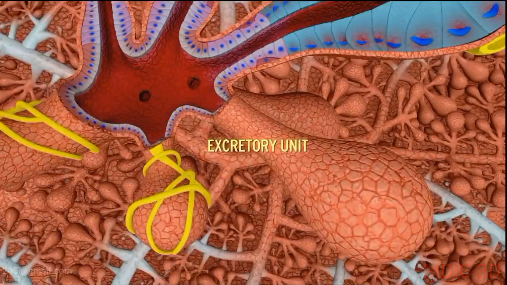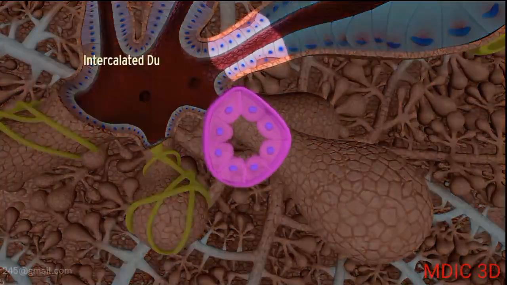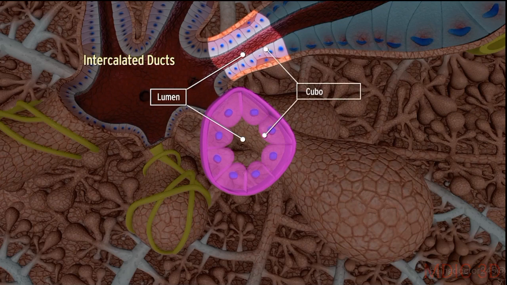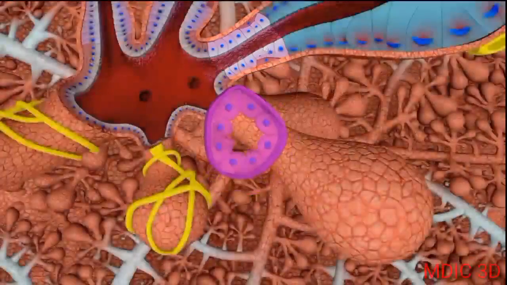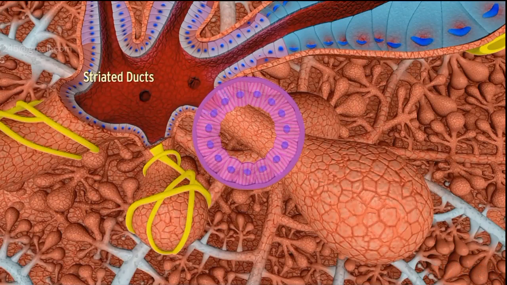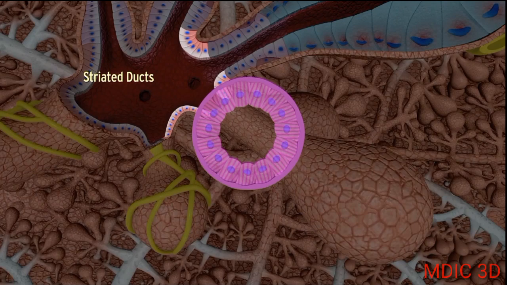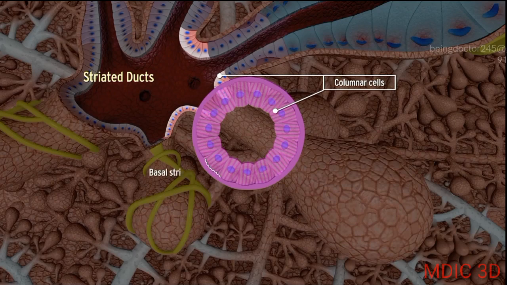The excretory unit. The intercalated ducts. The secretions initially drain into these ducts. These are the smallest ducts of the salivary glands. They show a tiny lumen with a lining of low cuboidal cells. The striated ducts. These ducts are formed as a result of merging of several intercalated ducts. These ducts have columnar cells which show basal striations.